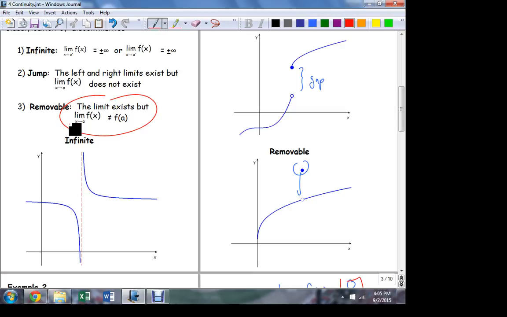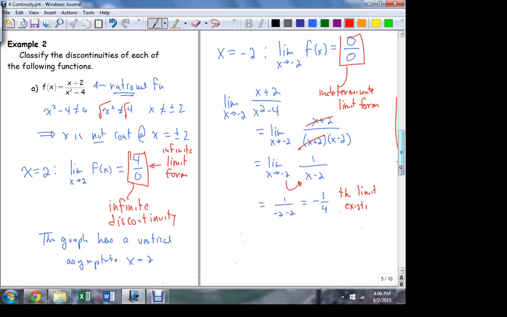This is a removable case. Of the three cases, the only one where the limit will actually exist is the removable case. And the other two, the infinite or the gap, the limit fails. So, at x equals minus 2, this graph has a removable discontinuity. So what am I going to see? If I look at this graph, what would I see at the point where x is negative 2? Hole. See a hole punched in it.